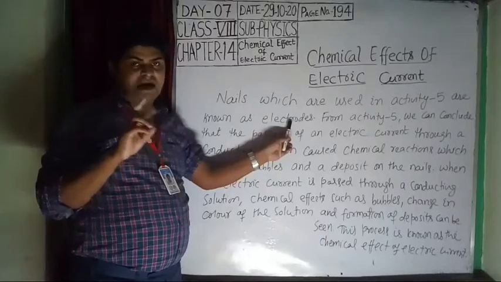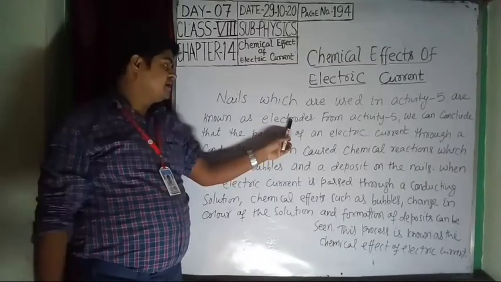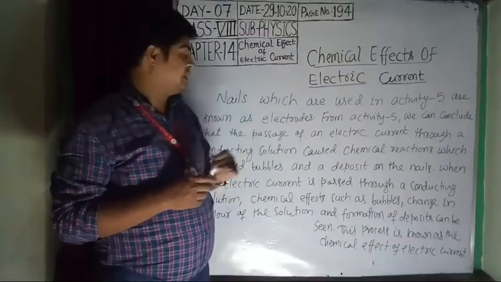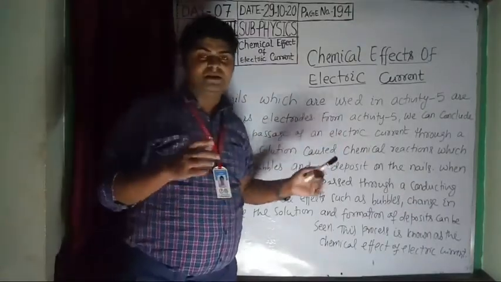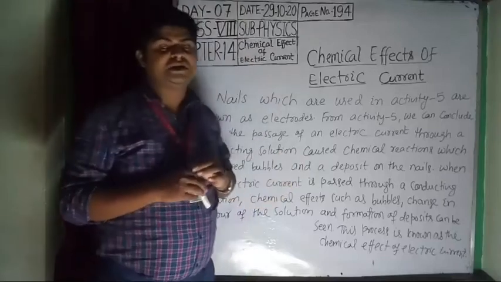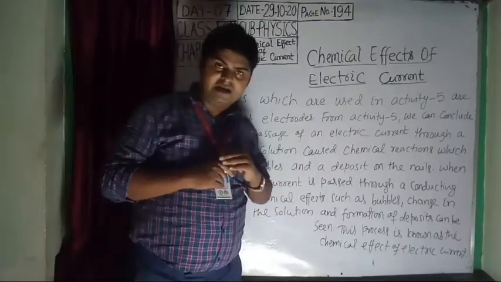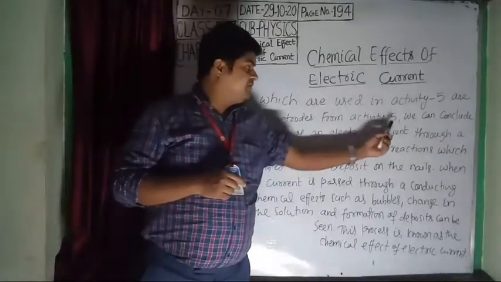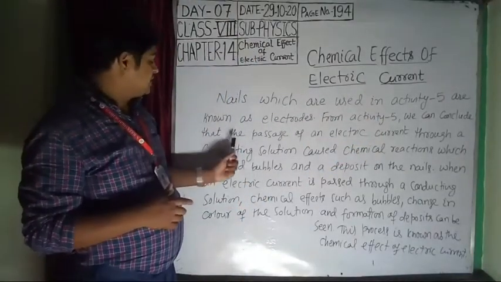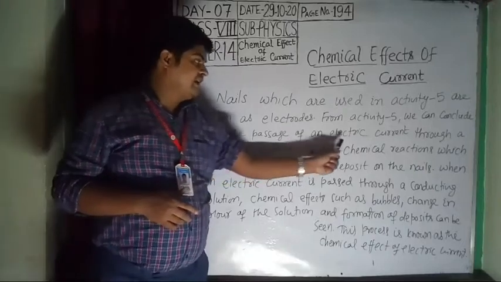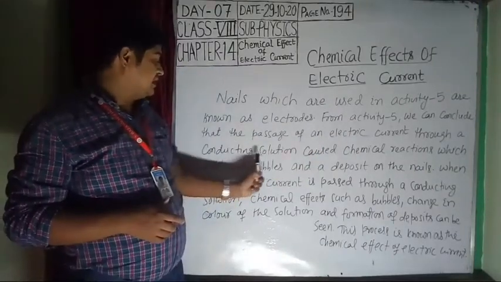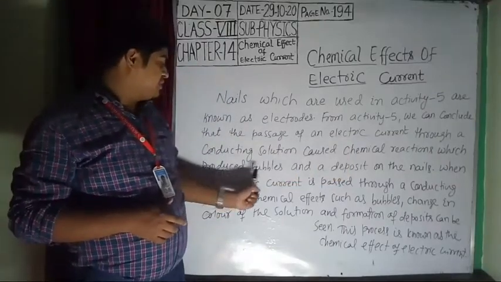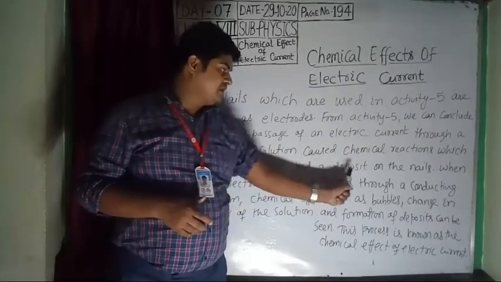Cathodes and anodes I will discuss later. But when we discuss both together, they are simply called electrodes. That means the iron nails used to show the chemical effect of electric current are known as electrodes. From activity 5 we can conclude that the passage of an electric current through a conducting solution causes a chemical reaction which produces bubbles and a deposit on the nails.